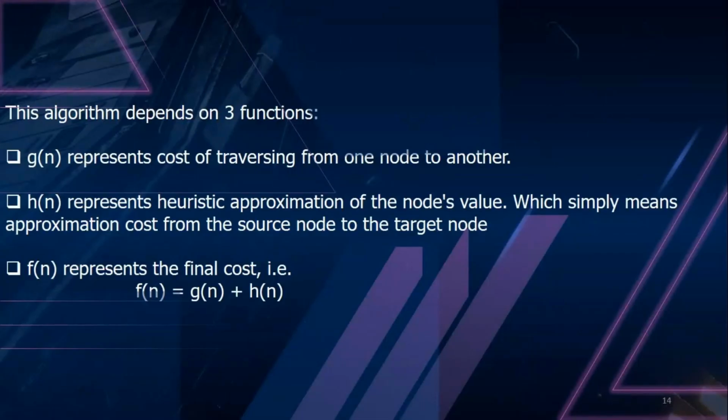This algorithm depends on 3 functions. G(n) represents cost of traversing from one node to another. H(n) represents heuristic approximation of the node's value, which simply means approximation cost from the source node to the target node. F(n) represents the final cost. F(n) equals G(n) plus H(n).